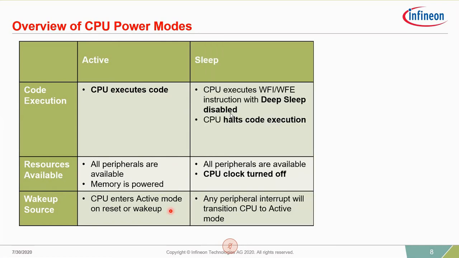Now moving on to CPU sleep. Here the CPU executes the wait for interrupt or wait for event instruction with deep sleep disabled. In this mode, the CPU halts the code execution. All peripherals are still available, but the CPU core clock is turned off. Any peripheral interrupt mapped to the CPU will wake the CPU to active mode. Only the CPU with the interrupt mapped to it will be woken up.